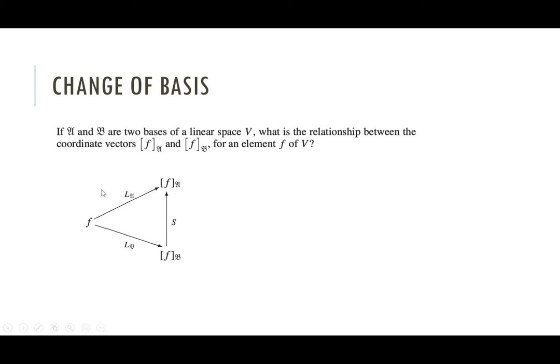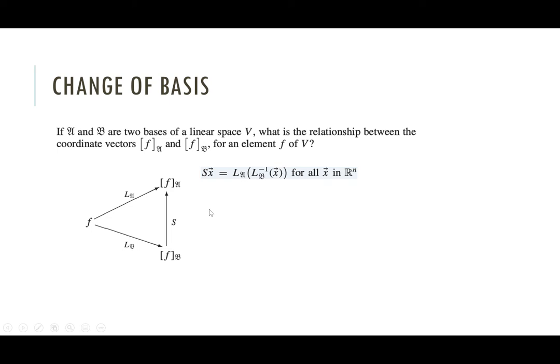But if we have another basis, B, we could do the coordinate transform to take us to the coordinates in B. And then the question is, what's the relationship between these two coordinate vectors? What is this S? This S is going to be a matrix, because this is a list of numbers and this is a list of numbers. They're both coordinates. How do we find S that gets us between the two?